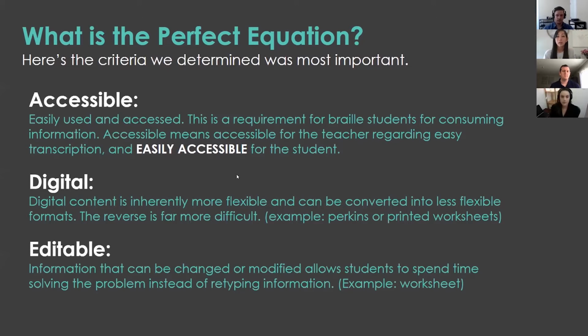So an example I use is, for example, a web page may be accessible, and yet the student or user has to tab 20 times before they get to the area that they want. That would be considered accessible, but it's not user friendly. So accessible in our terms is easily used and accessed. It's a requirement for Braille students for consuming information. It means accessible for the teacher regarding easy transcription, and also easily accessible for the student.